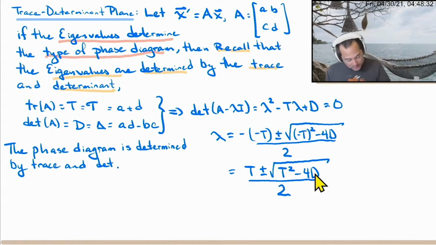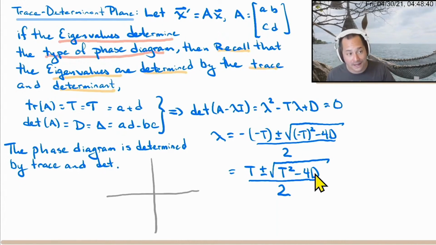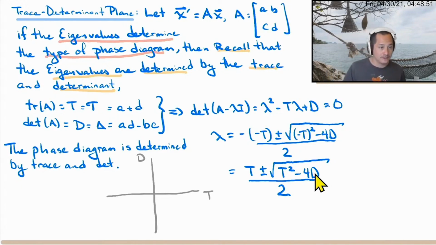So what I'm going to do is I'm going to set up a plane. This plane is not the phase plane. This plane is a plane to just organize the information. And on the horizontal axis, I'm going to put trace. And on the vertical axis, I'm going to put determinant.